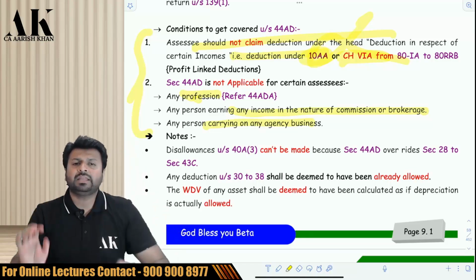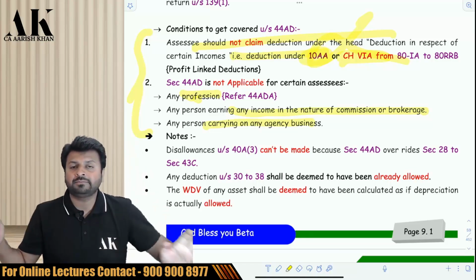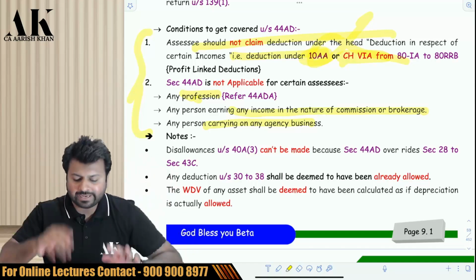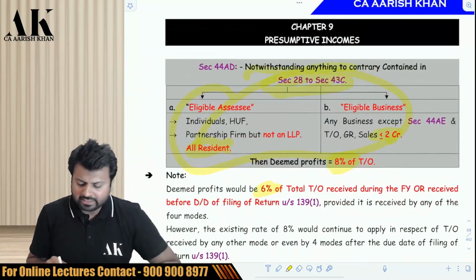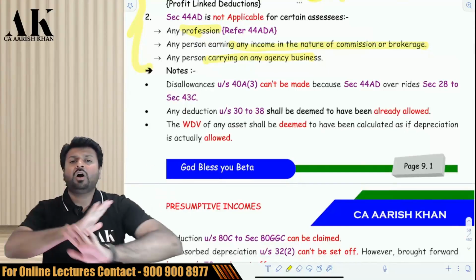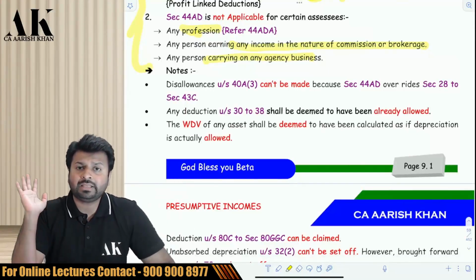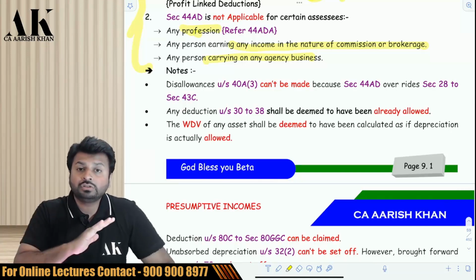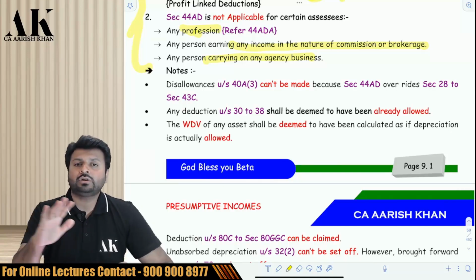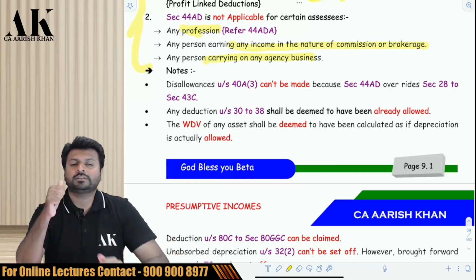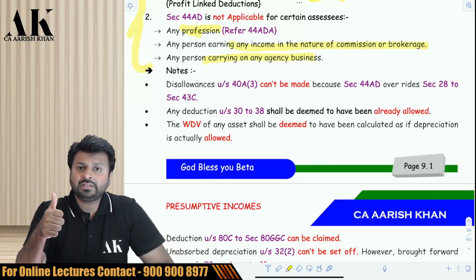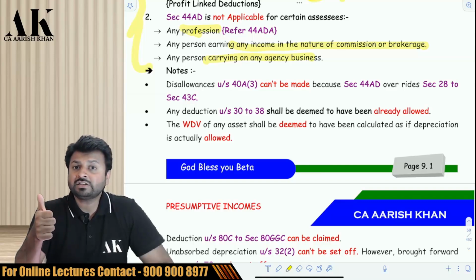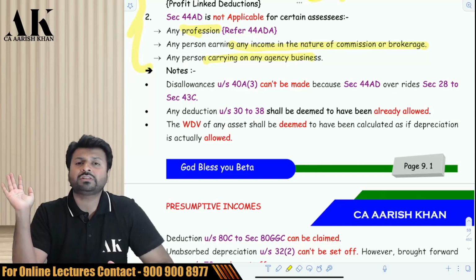Once 44AD is applicable, section 28 to 43 gets overridden. It is written over here, notwithstanding anything contained in section 28 to 43, it means all the provisions of 28 to 43 are not applicable to the assessee. It means the assessee will not get any deductions under section 28 to 43, nor would any disallowances be attracted under section 28 to 43. Therefore, let us conclude a few things. Whether the provisions of depreciation will be available to the assessee? No. Whether the assessee would be liable for any deductions under 28 to 43? No. Whether any disallowance will happen under 28 to 43? Disallowance will also not happen.